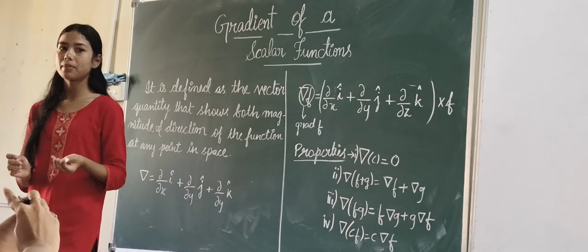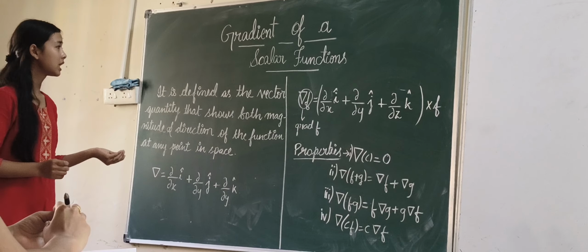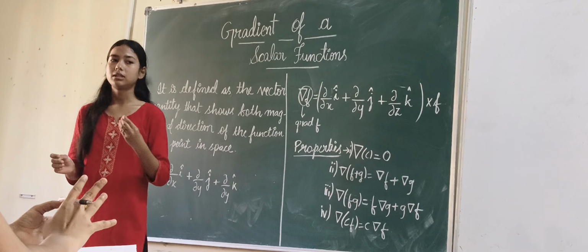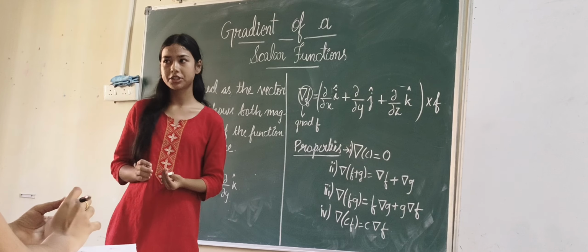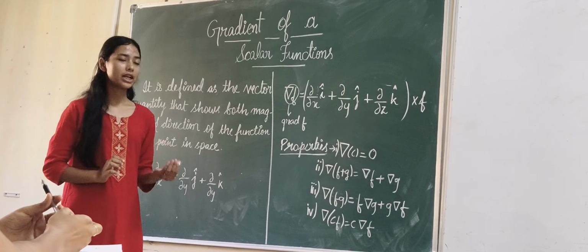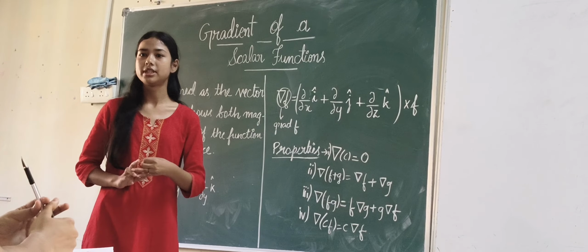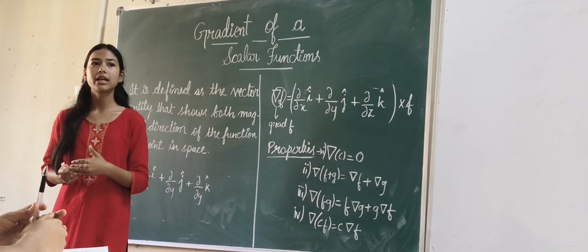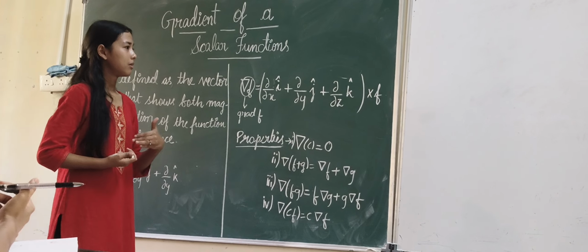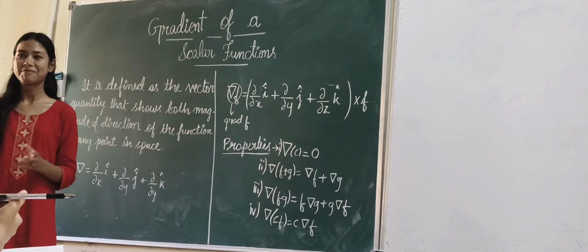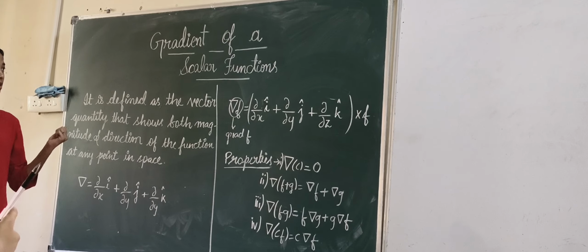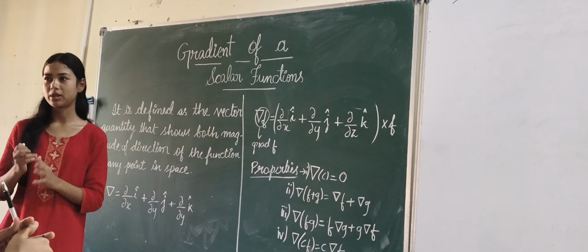When it comes to applications, the gradient of a scalar function plays an important role in finding the direction and the rate of maximum change. It is widely used in mathematics, physics, engineering, and in daily life it helps us understand direction. Now we'll do some examples.